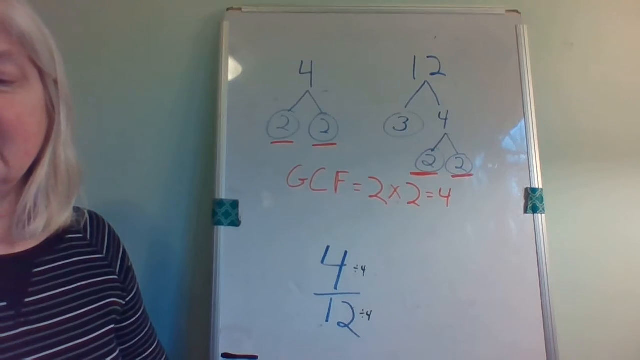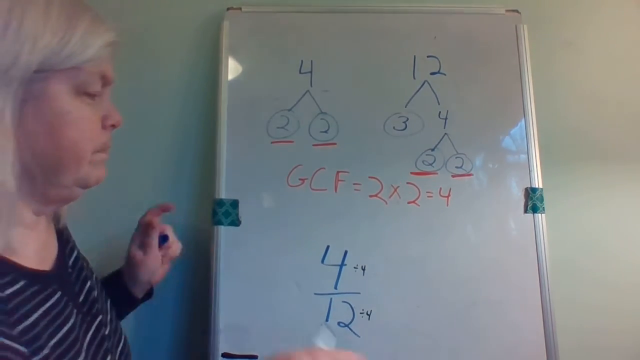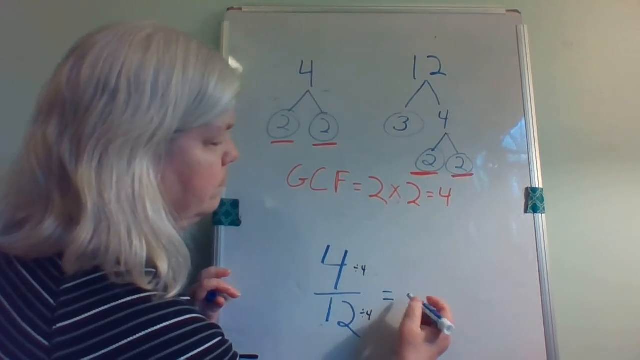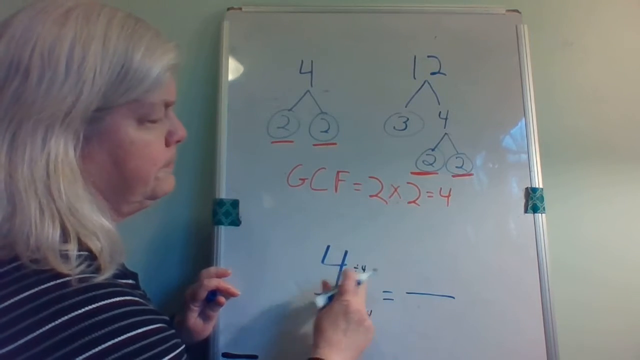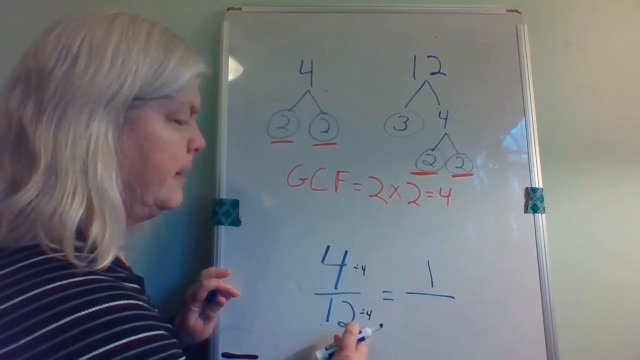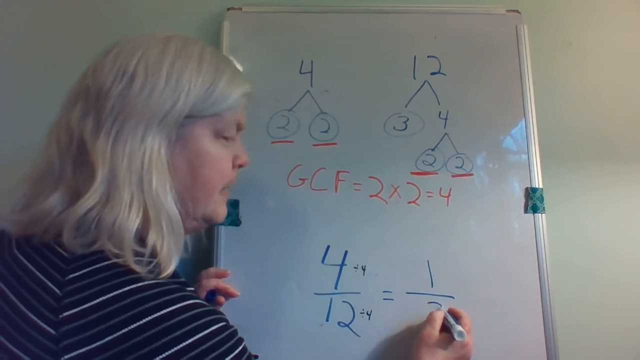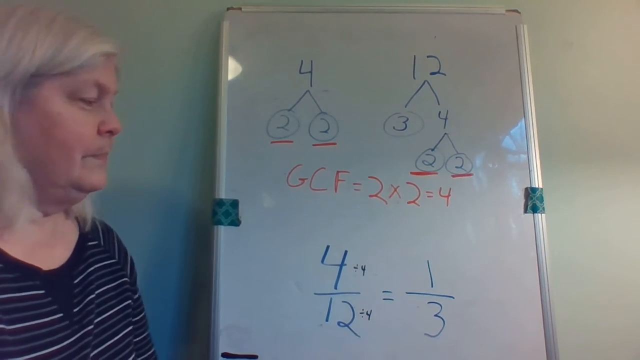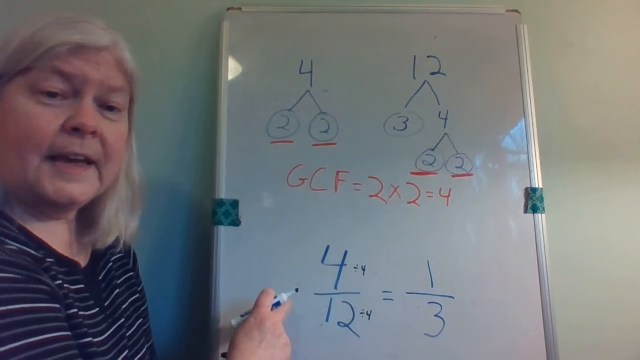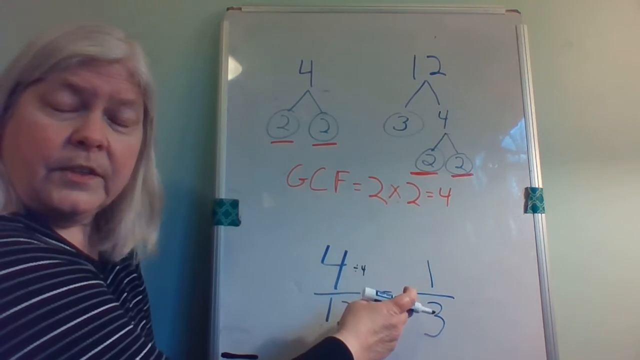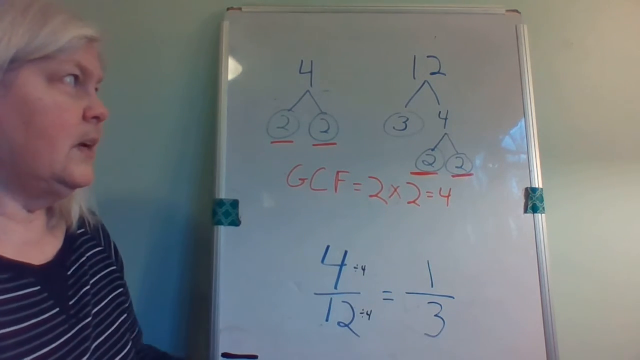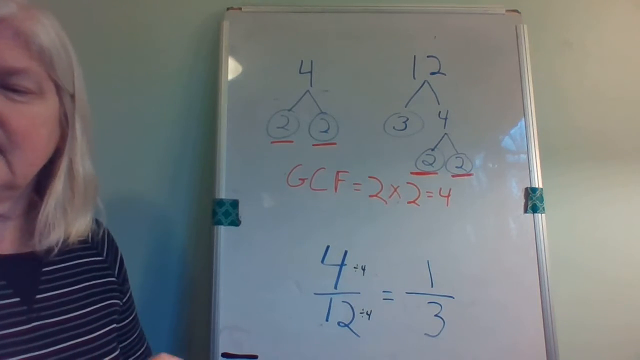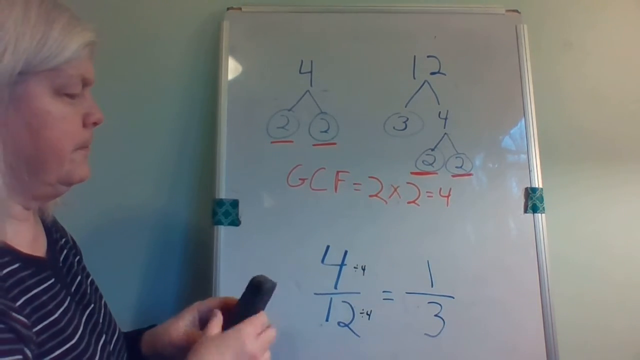Now we can find that simplified fraction. 4 divided by 4 is 1, and 12 divided by 4 is 3. Do you remember the 1/3 from when we started? That 4/12 was in fact the same equivalent as 1/3. And this is the way we got it with GCF. Let's try another one with GCF.